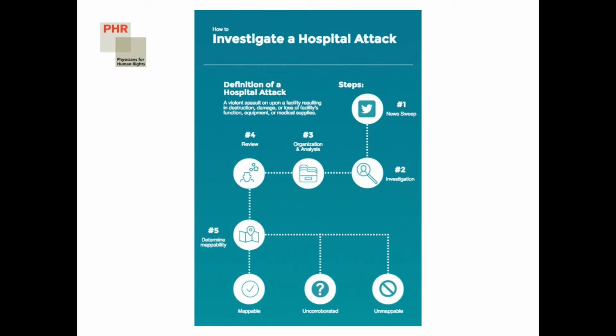At that point, we're able to determine the quote-unquote mappability of these attacks. Obviously that's not a real word, but we've made it into one. And so the three categories that we can sift these incidents into are what we call mappable incidents. So these fit our definition of an attack. Uncorroborated incidents where we just don't have enough information to really make that determination.